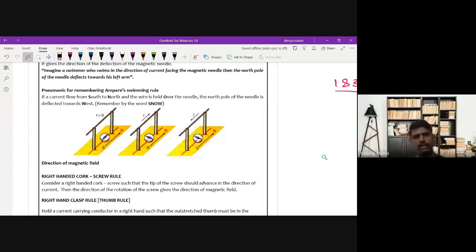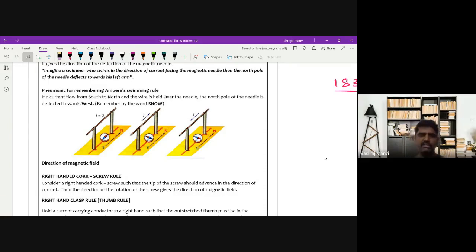Observe the second diagram. You can see you are allowing the current to flow in one direction. Then immediately you can observe the north pole of the magnetic needle got deflected towards the left side, as shown with a red color. Then he changed the direction of current in the third diagram. You can see again the magnetic needle got deflected. Observe the red point, it got deflected towards the right.